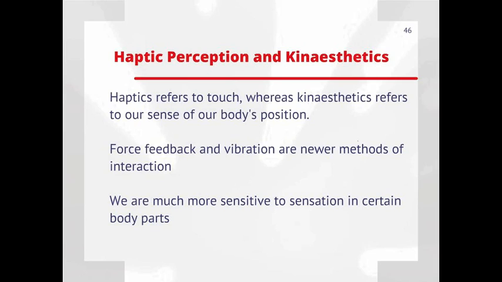And there are newer methods of interaction. As you may know, we are much more sensitive to sensations in certain body parts. So which part of our skin has the most sensors for touch? In fact, the answer is our back. We have the most neurons connected to our sense of touch in our back. But it doesn't make a lot of sense. Do we actually feel a lot of things on our back? No, that's because those neurons are very well spread apart, right? Even though our fingertips are a very small area, they have a much larger concentration of nerves that are sensitive to touch.